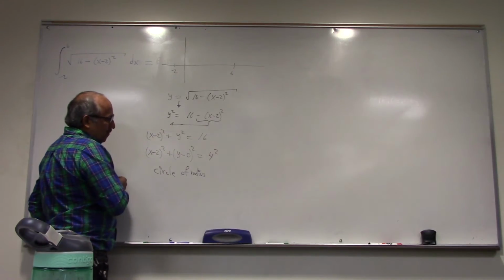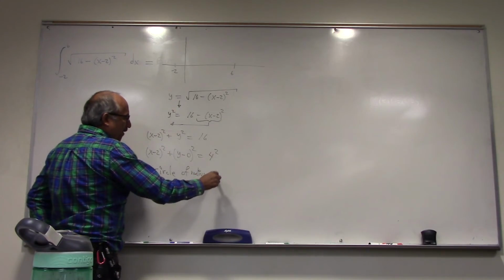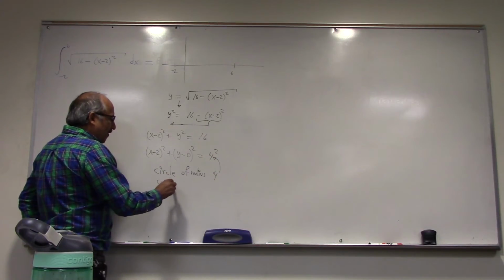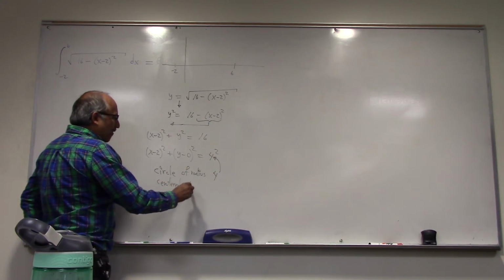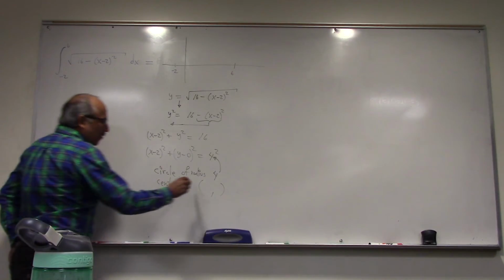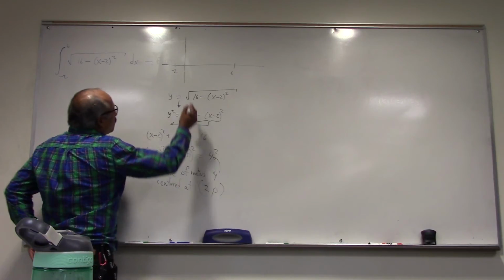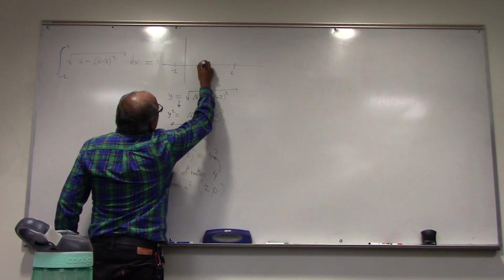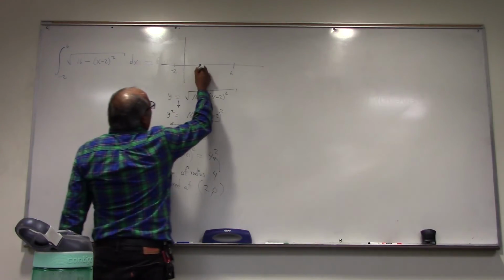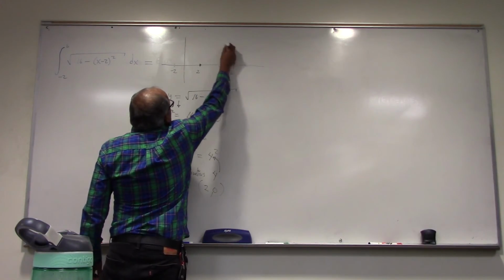4. 4 is right here. Center at, what's the center of this circle? 2, 0. So go to 2, 0. That's the center and the radius is 4. So you move 4 to the left, 4 to the right, and go ahead and draw the circle.